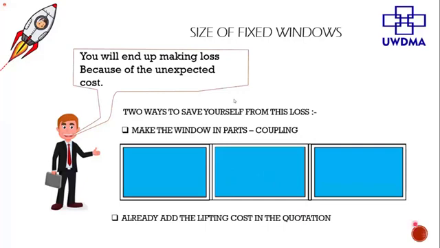The second way is to add the lifting cost in the quotation. Before finalizing the quotation, if you have analyzed that your window can't go to the desired location, then you can tell your client beforehand, sir, this is the situation. If you're going for this big window and this big glass, then this can't go upstairs. So whatever cost is coming for carrying it, you will be paying it.